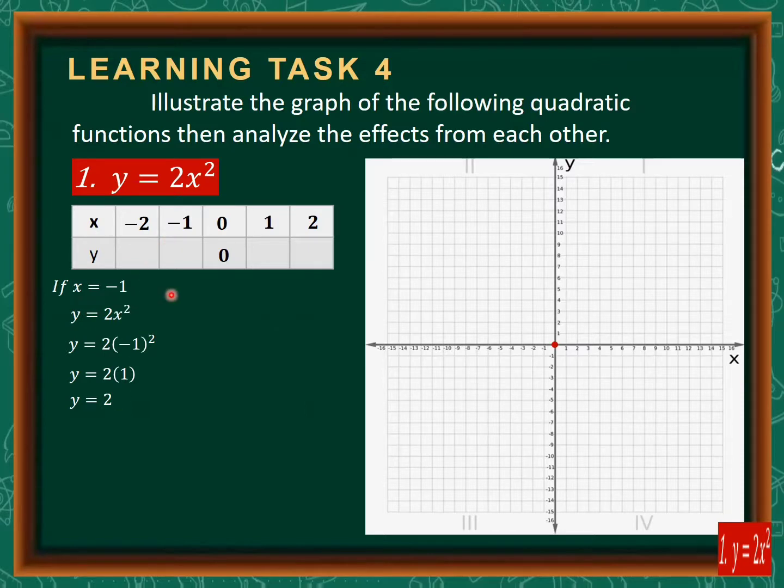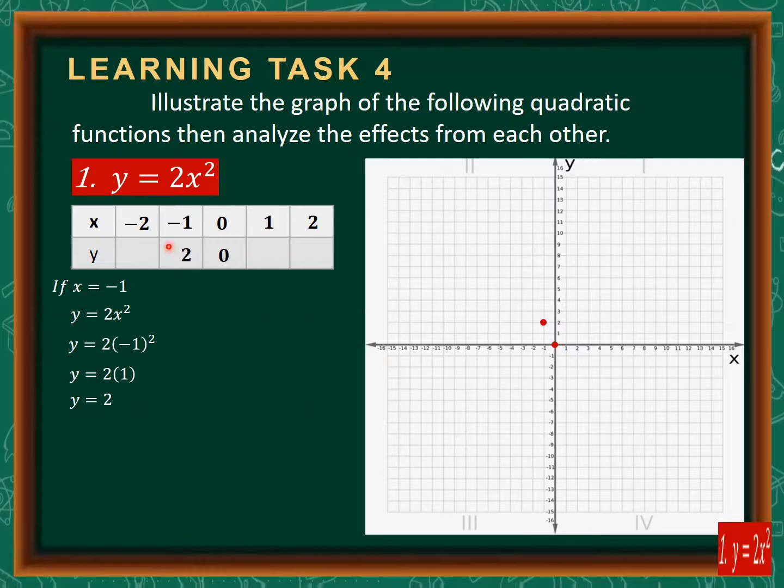Correct. Again, we're going to plot it in our Cartesian plane. Negative 1, 2, nasaan? Negative 1, and then 2. There you go. So, that is our point. Okay, let's move on with negative 2.